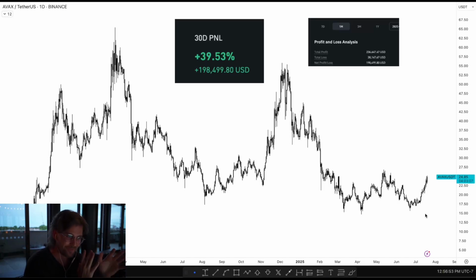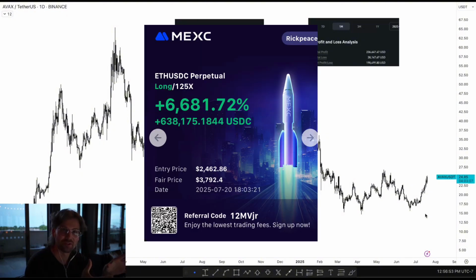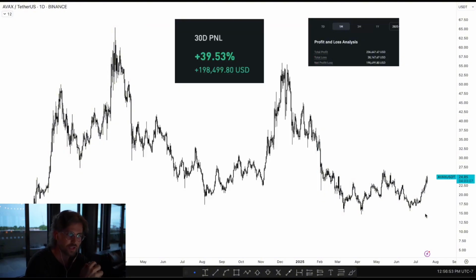It's great, but I have a student in my group who did 550. I'll put an image on the screen of a singular ETH position. So by no means do I have the largest P&L here, but I do want to showcase how I was able to achieve this P&L with practically the most stupid, simple model of all time. And I've been using it since 2020.